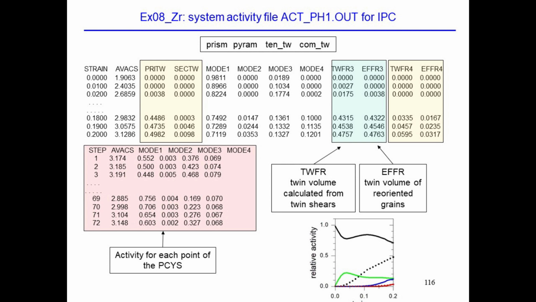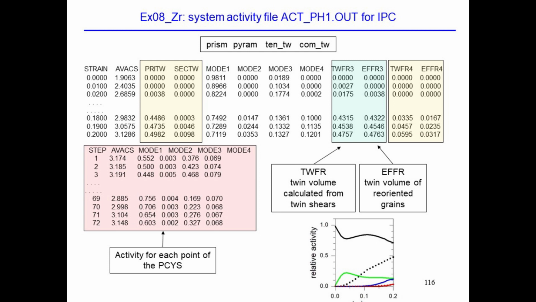Now, this is the activity file for this problem. You remember, for the cubics, it had only 3 columns. Essentially, it had the strain, the average number of active systems, and a column for the contribution of each mode to the deformation. At most, it had 4 columns when we were dealing with the BCC materials: the activity of one of the slip systems of the BCC and the other slip system of the BCC. Now here we have 4 modes.